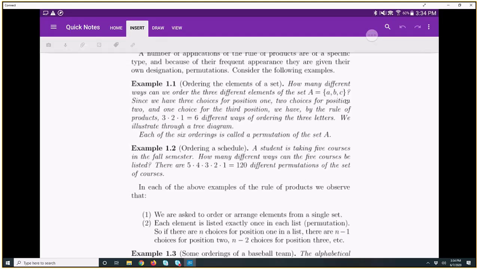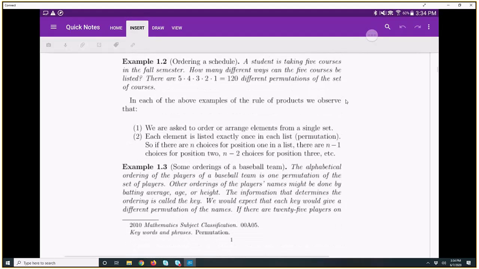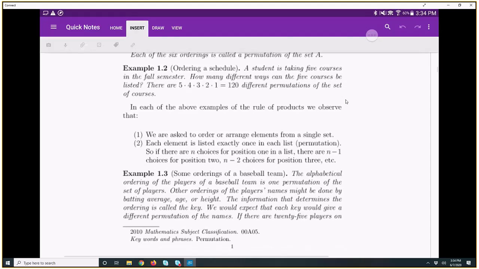For example, ordering the elements of a set. How many different ways can we order the three elements of the set A equal to A, B, and C? Since we have three choices for position 1, two choices for position 2, and one choice for the third position, by the rule of products we have 3 times 2 times 1 equal to 6 different ways of ordering the three letters. And we can illustrate that with a tree diagram.